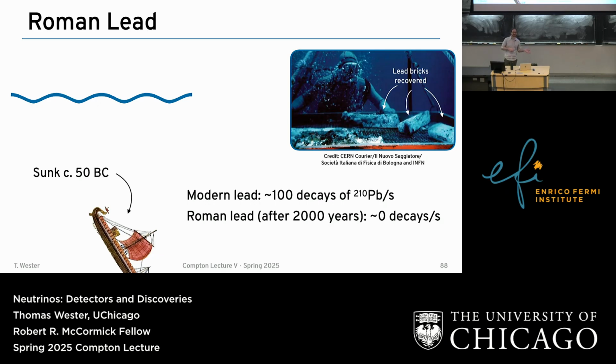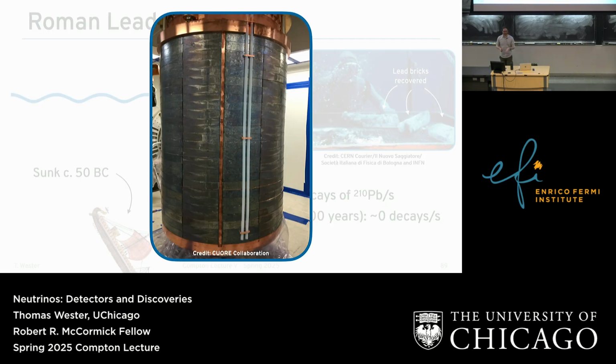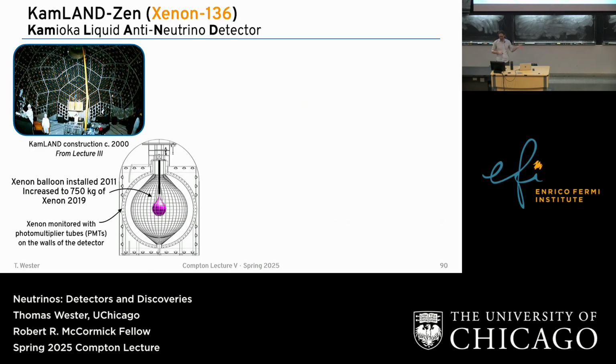So the people in Quarry got this bright idea to actually use the Roman lead from the shipwreck to shield their detector because it blocks radiation and it has no radioactive backgrounds itself. So they teamed up with a museum in Sardinia to get some of this Roman lead, and now they use it as a shield for their detector. Okay, the last experiment I'll mention is KamLAND-Zen. This is based on xenon.